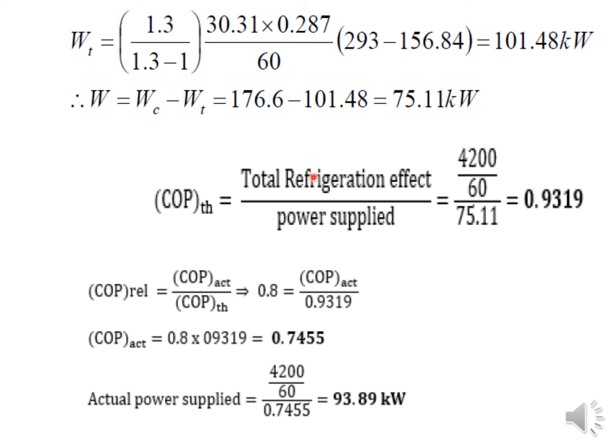Now we know the COP theoretical, that is, the total refrigeration effect divided by power supplied. So this is how you got 0.9319. Now how to calculate relative efficiency? Actual divided by theoretical. This is given. Actual we need to calculate, and actual we got as 0.7455, right? So what is the actual power supplied now?